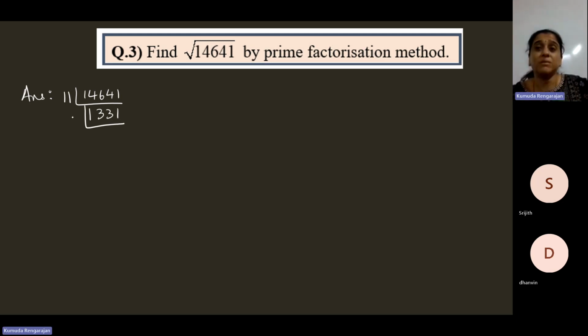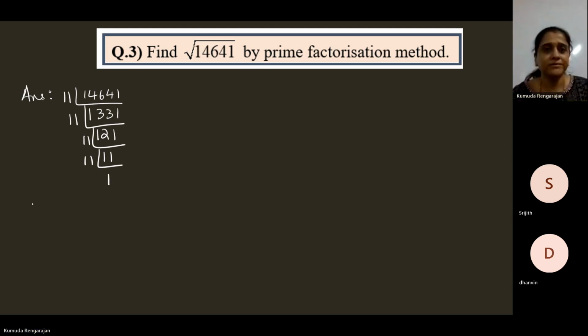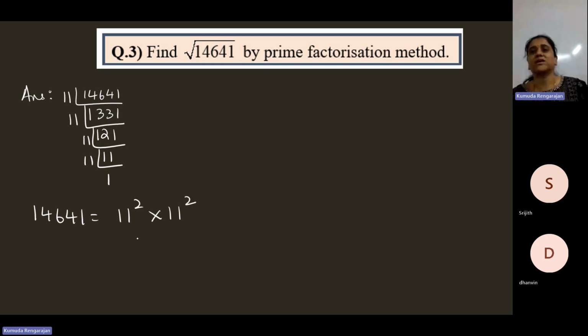Next, Navneet, what's the next prime number you've taken? 11. What's the quotient? 121. Next, Anirudh? 11. What's the quotient? 11. Again, how do you finish it? 11 and 1. Yes. So what's the first step? 11 square into 11 square.